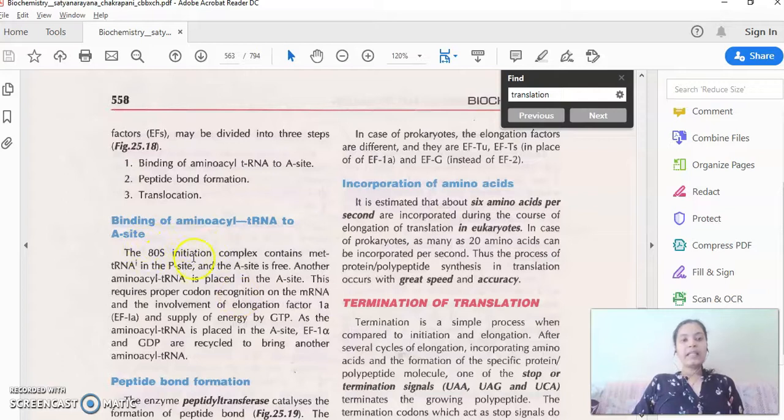First is binding of aminoacyl tRNA to the A site. The initiation complex which was formed in the initiation contains the Met tRNA bound to the P site, whereas the A site is free. So another aminoacyl tRNA comes to the A site and binds over there along with elongation factor 1A, and here the energy required comes from GTP.